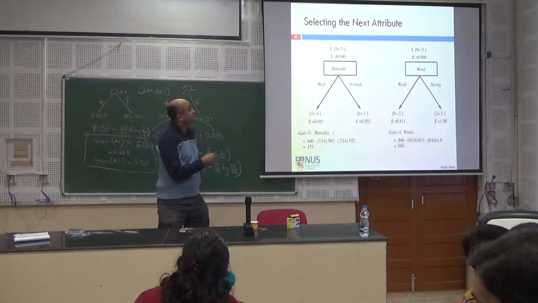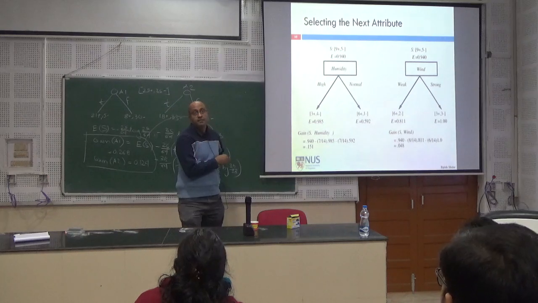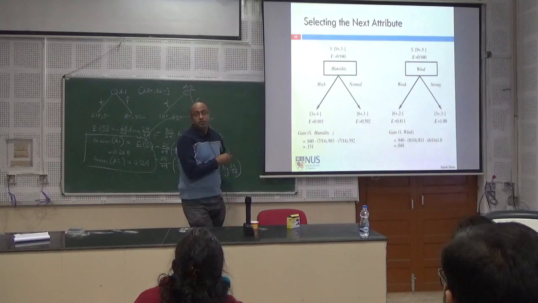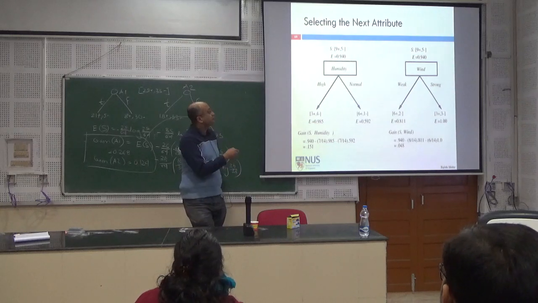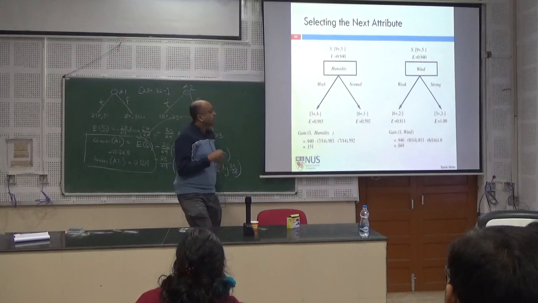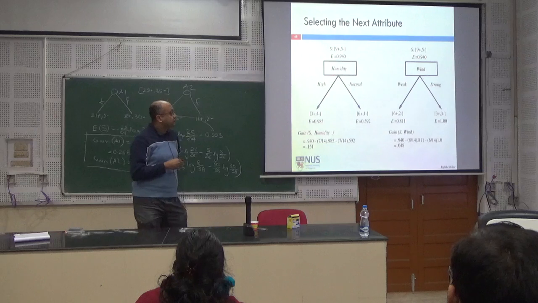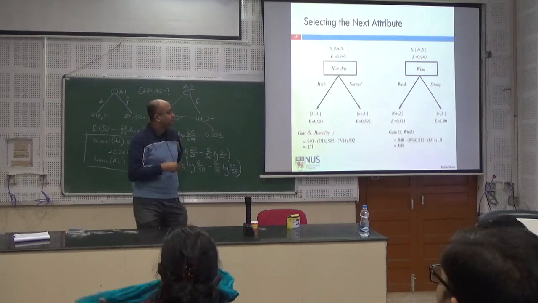So in the sample itself, what I have is this: 9 and 5. And I can calculate the sample entropy. 9 over 14 log 9 over 14, 5 over 14 log 5 over 14. Comes out to be 0.94. Now what I need to do is I need to test each of the 4. Humidity, wind, and the other 2.